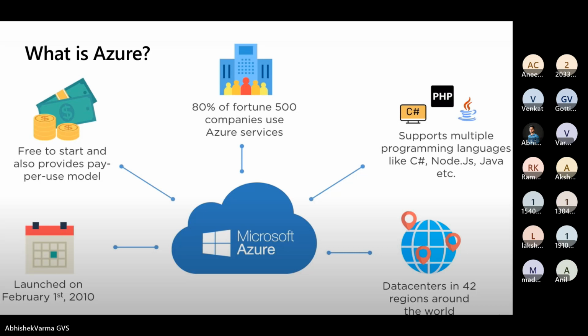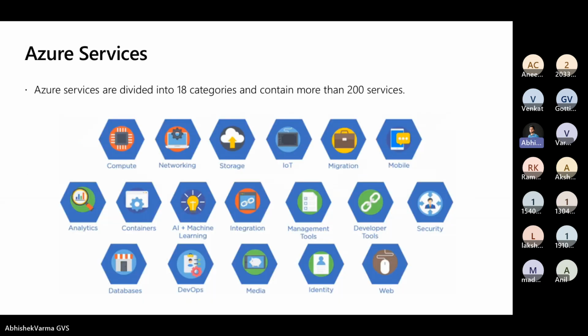What is Azure? It is used by 80% of Fortune 500 companies. It supports multiple programming languages like C, Node.js, Java, and Python. It has 42 regions, which have multiple availability zones in them. It was launched on February 1, 2010. These are a few of the top services that Microsoft Azure provides.